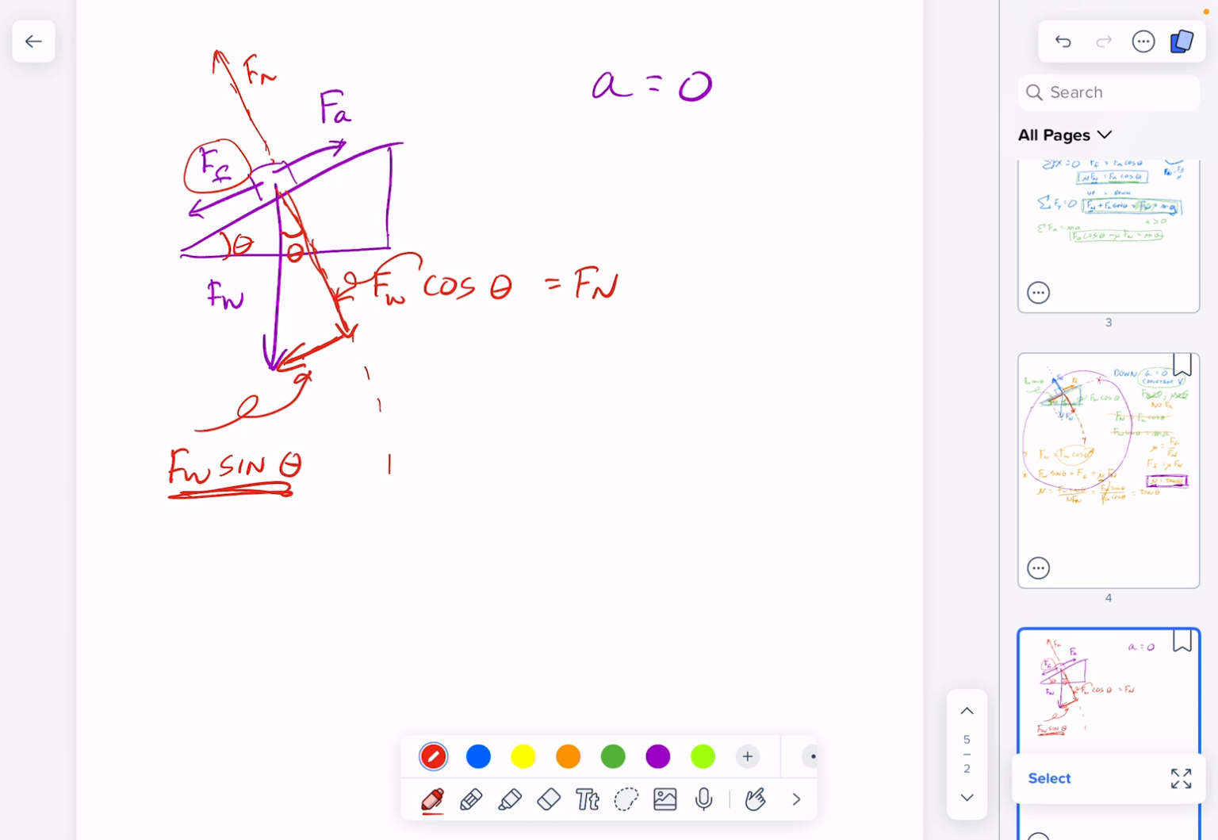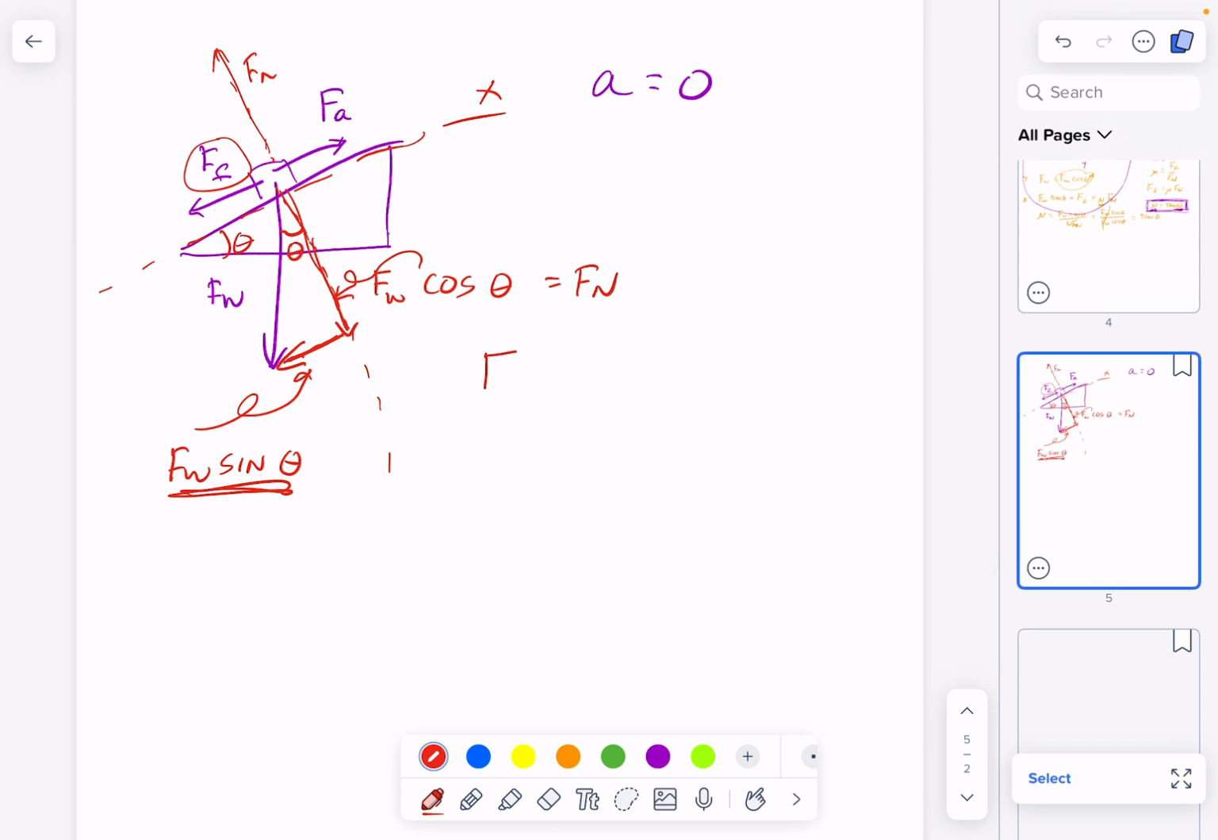Friction always opposes motion. So when we talk about what's going on in the x direction, the up force equals the down force. My applied force up the plane equals two forces acting down the plane, which is the force of friction, and it's also my component of the weight, Fw sine theta.